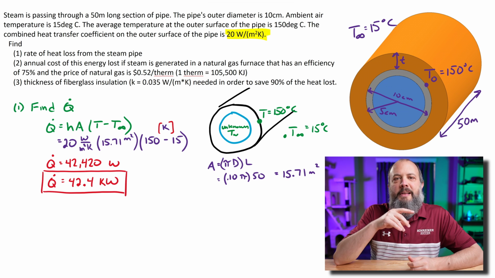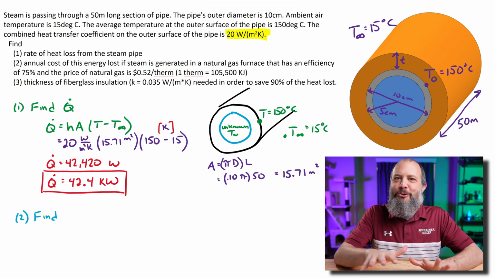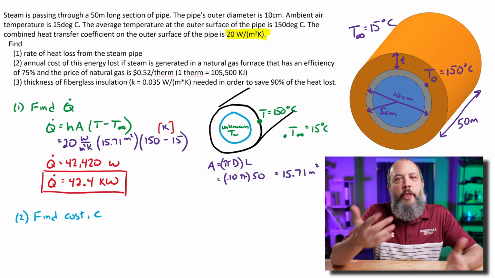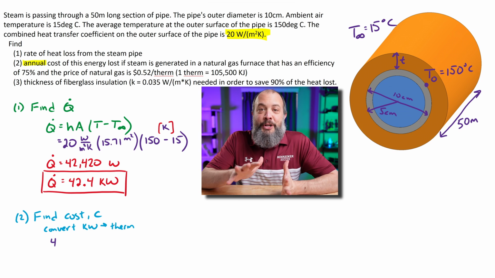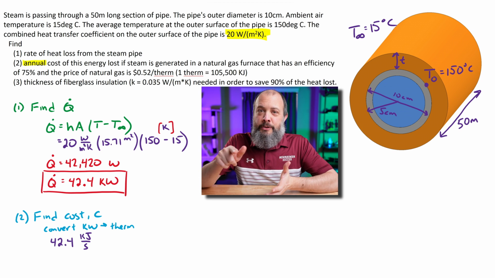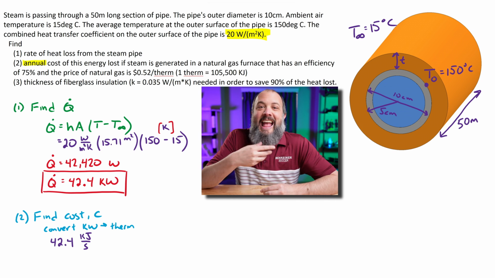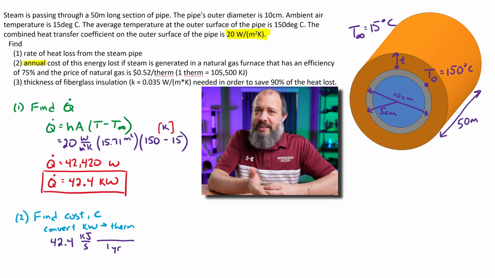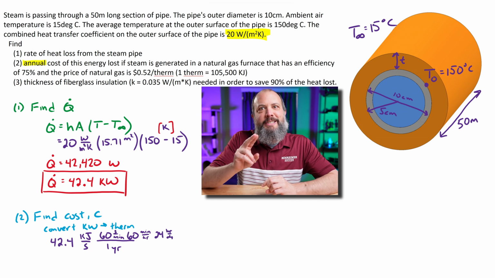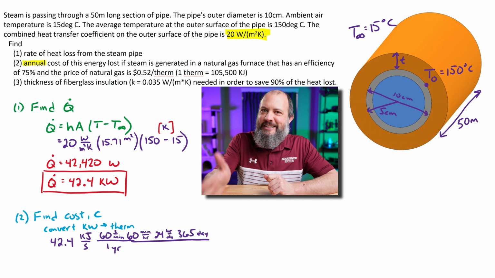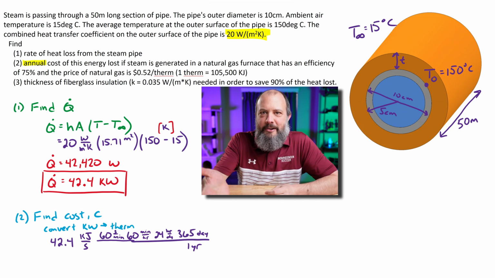All right, so for part 2, we've got a weird unit here, 52 cents per therm. So this is going to be a big unit conversion setup. All right, so I'm starting with kilowatts, which is kilojoules per second. I want to find annual cost. So first I'm going to convert seconds to years. So 60 seconds in a minute, 60 minutes in an hour, 24 hours in a day, 365 days in a year. And even though I'm recording this video in 2024, let's pretend it's still 2023 because 2024 is a leap year, which is 366 days.